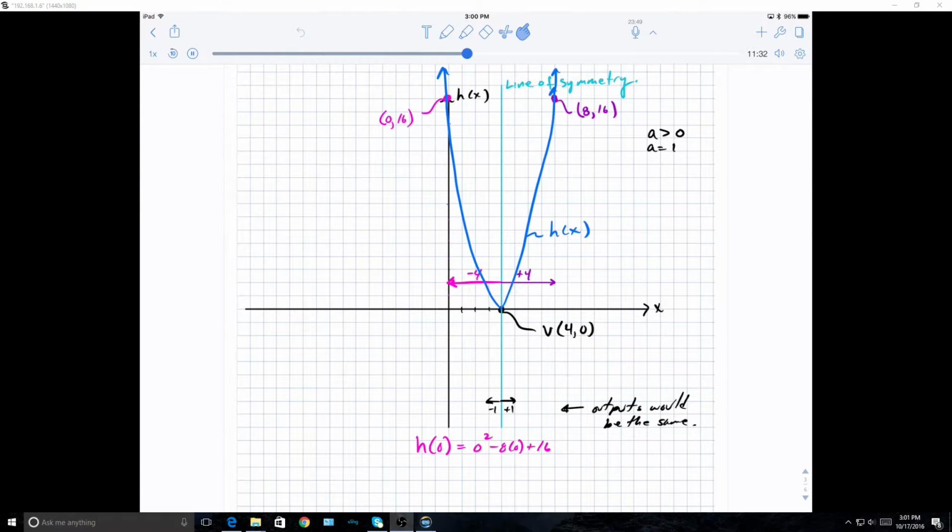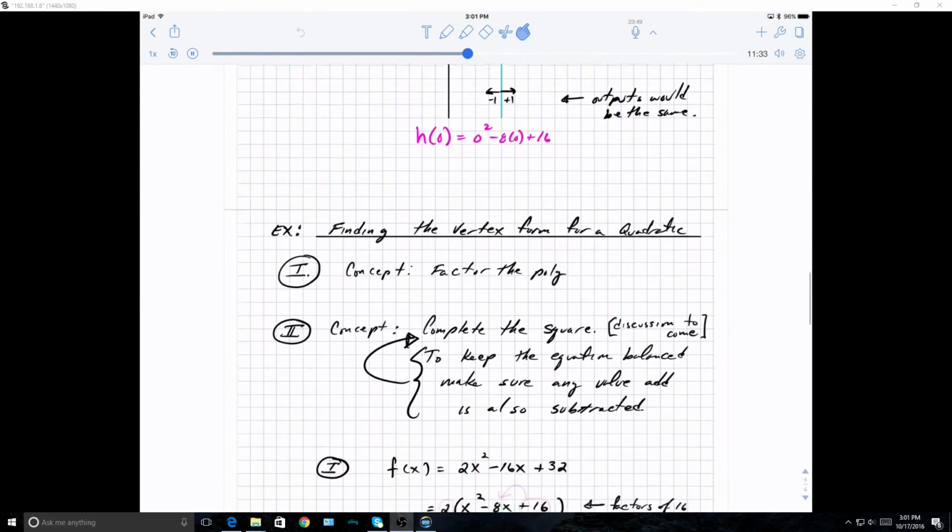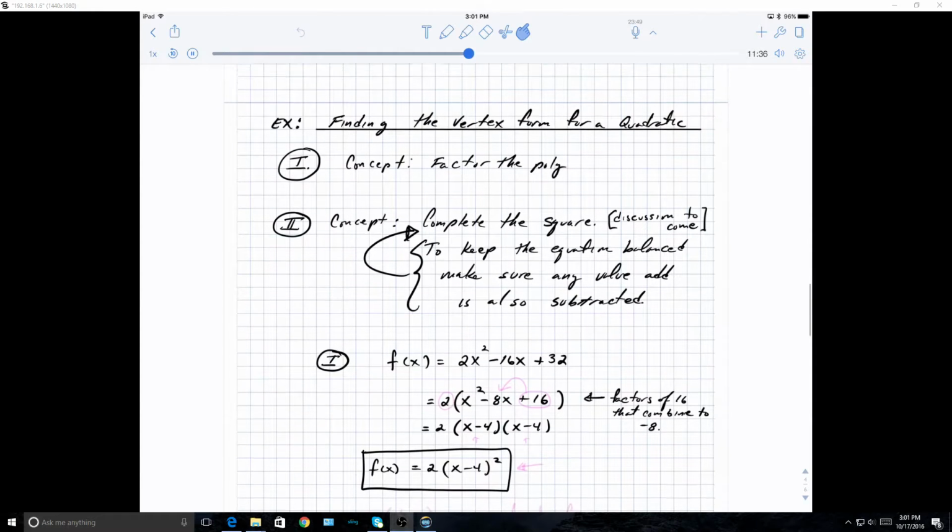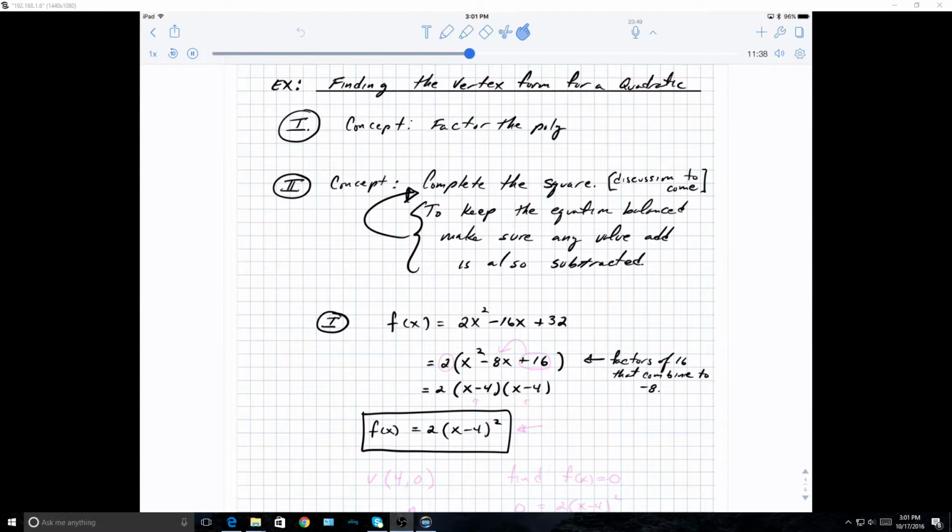So now let's look at finding the vertex form for a quadratic. And there's two main ways that we can look at it. One is by factoring, and the other is by completing the square. I'm going to show you a portion of that in this tutorial, but I'm not going to go through the whole mechanism. That'll be for another tutorial.